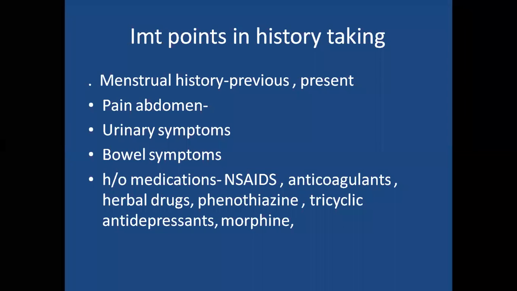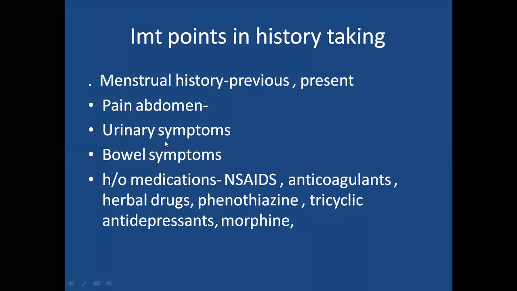So what could be the first cause? It may be fibroid uterus, then adenomyosis, pelvic inflammatory disease, endometriosis, or polyps. So how will you differentiate? By clinical examination and by investigations, you will come to your provisional diagnosis.